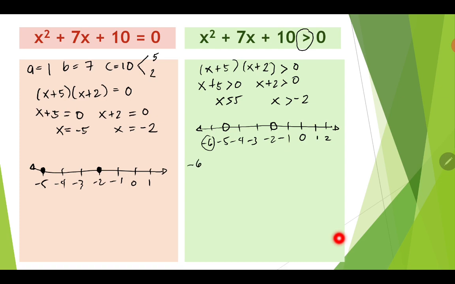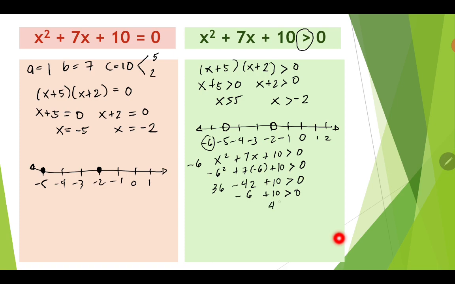All you have to do is use the original quadratic inequality. You just substitute the value of negative 6 to the x's of the quadratic inequality x squared plus 7x plus 10 greater than 0. Negative 6 squared plus 7 times negative 6 plus 10 greater than 0. Negative 6 squared ay 36. Tapos 7 times negative 6 ay negative 42 plus 10 greater than 0. 36 minus 42 ay negative 6, plus 10 is positive 4 greater than 0.